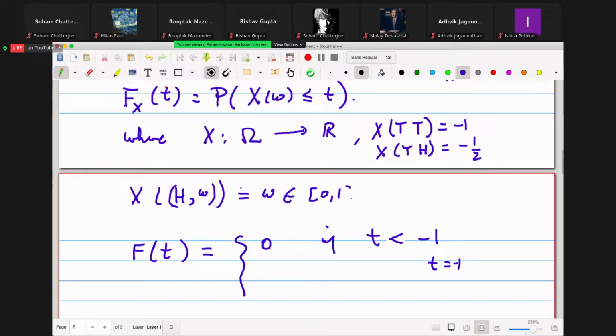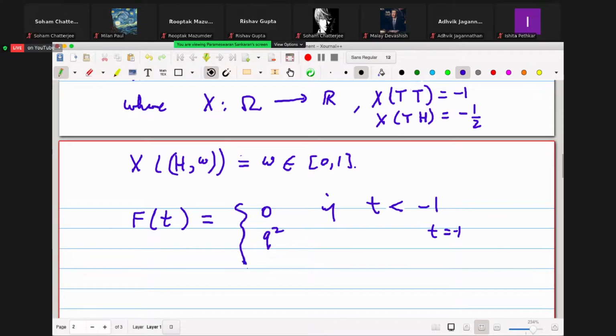So if t is minus 1, it could only have come from here. So if this is the probability of X of omega, I confused notation, I should have used X. What are all the elements of this sample space so that this is less than or equal to t, less than or equal to minus 1? Minus 1 occurs here for exactly 1 point, that is T T. So it is q square.